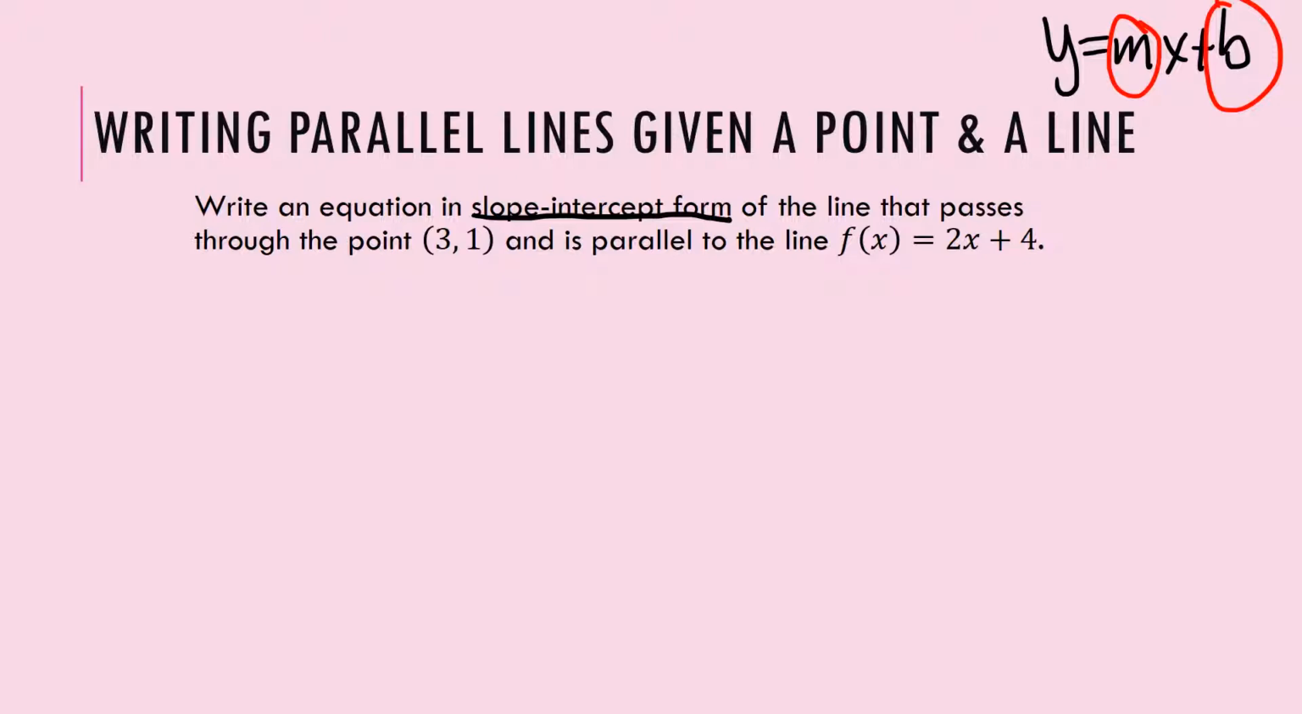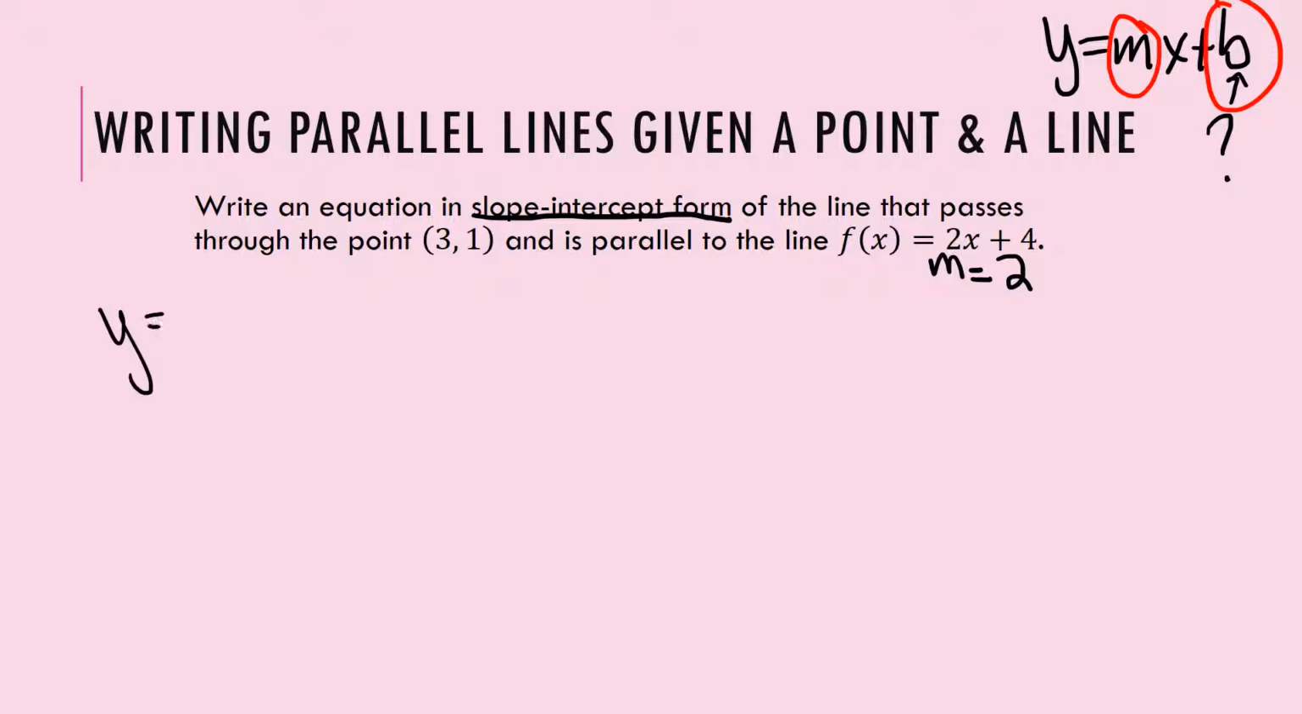Write an equation in slope-intercept form of a line that passes through the point (3, 1) and is parallel to the line f(x) = 2x + 4. So I already know that my m, because parallel means same slope, is going to be 2. But now my question is, what's b? How am I going to figure out b? Well, I'm going to have to use the point that they gave me to figure out b.